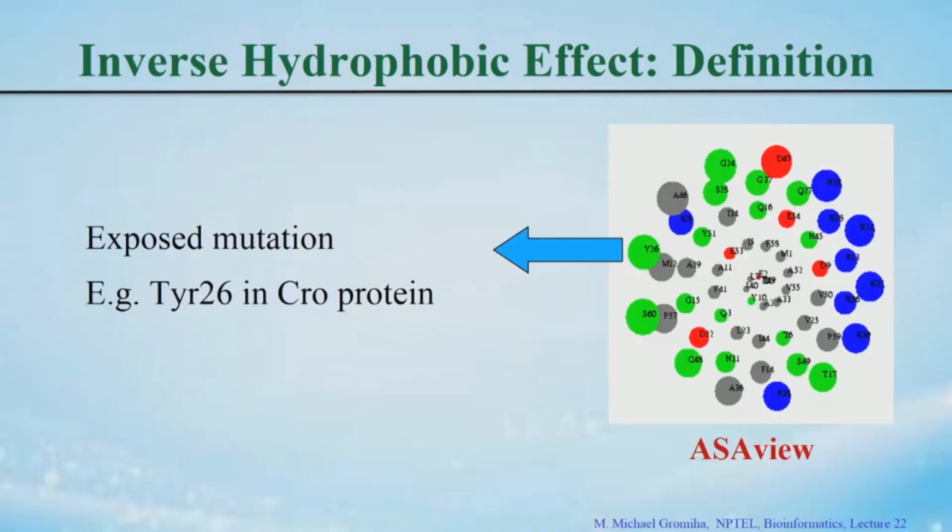So, the mutation is at the exposed position, the Y26 tyrosine 26, and it is in a coil. Then what will happen if you mutate this residue? Can we see the same trend, that hydrophobicity has a direct correlation with stability? Let us see.